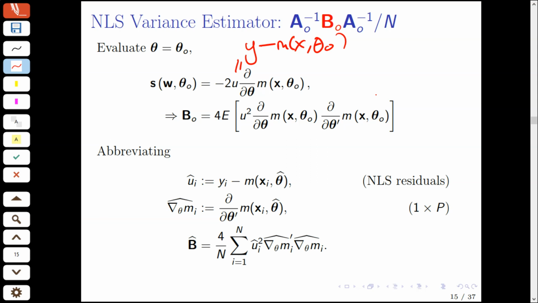Now let's introduce a bit of notation. Let u_i hat denote the nonlinear least squares residuals. And let's substitute in the nonlinear least squares estimator in place of the true parameter in the derivative, or in this case, the gradient of the m function. Then we may estimate the ith gradient contribution and give it a name, here abbreviated by this large hat of the gradient of m with respect to theta for the ith individual. The resulting B estimator is then 4 times the average of the square of the nonlinear least squares residuals and the product of the score contributions, or rather our estimators thereof.